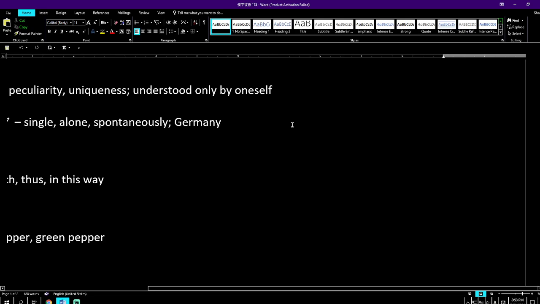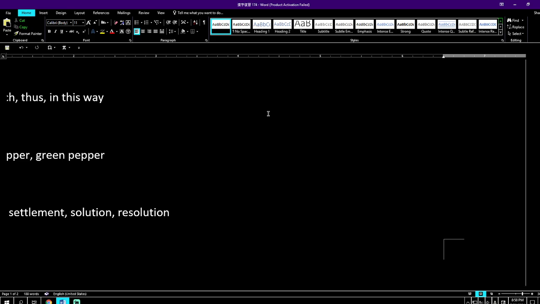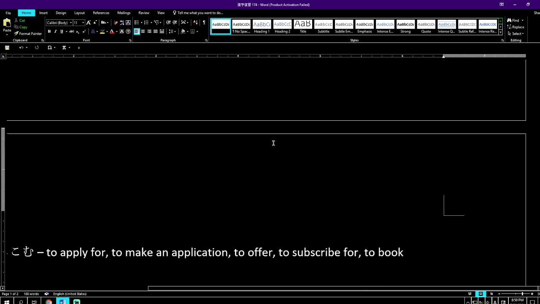In my experience, they're really only the green ones, though they probably call the other bell peppers piman as well. A settlement, a solution, or a resolution is an untangling by decision, or kaiketsu. Kaiketsu desu. Kaiketsu. A settlement or untangling of a situation by decision. Settlement or a solution. Resolution.